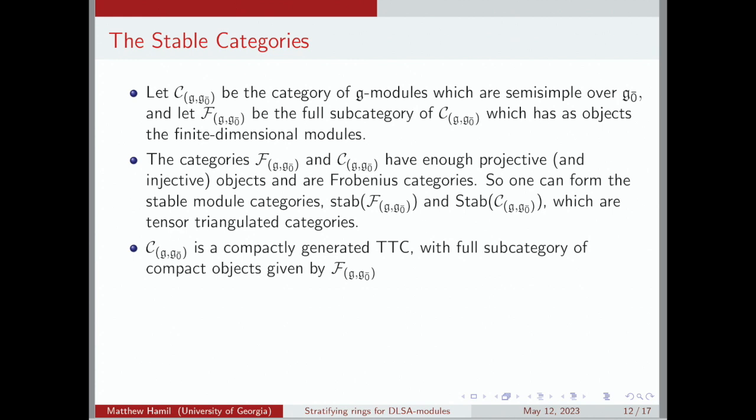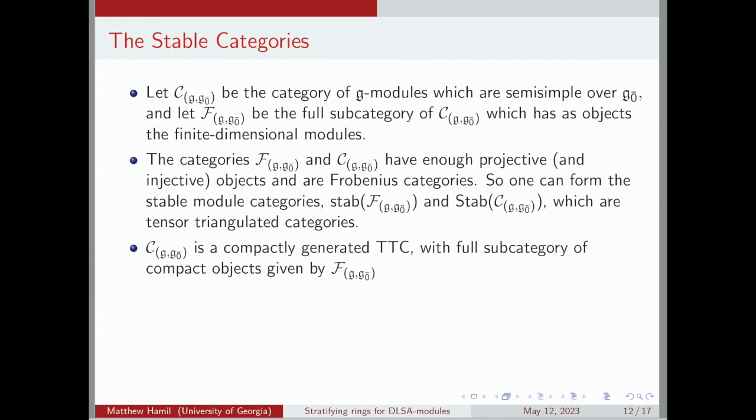So you can ask questions about the geometry. And I want to remark here that C(g,G_0) is what's called a compactly generated TTC, and the compact objects are actually the objects of F(g,G_0).